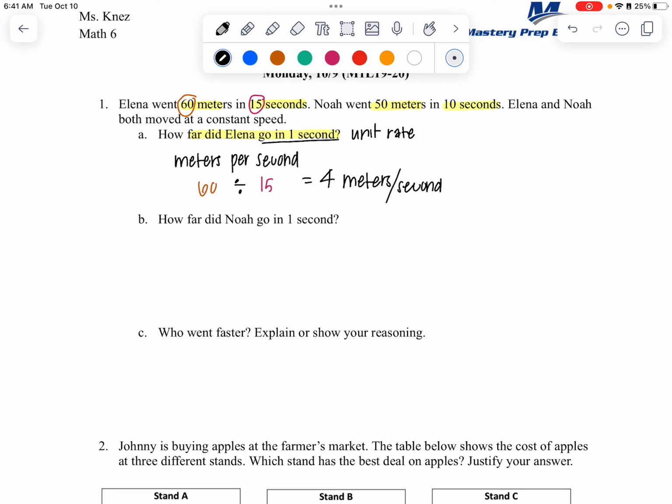And in order to compare Noah and Elena, you'll need to do the same thing for Noah. You'll need to find Noah's meters per second. Remember, when we find the unit rate, the rate per 1, it allows us to make these sorts of comparisons. Let's look at question 2.